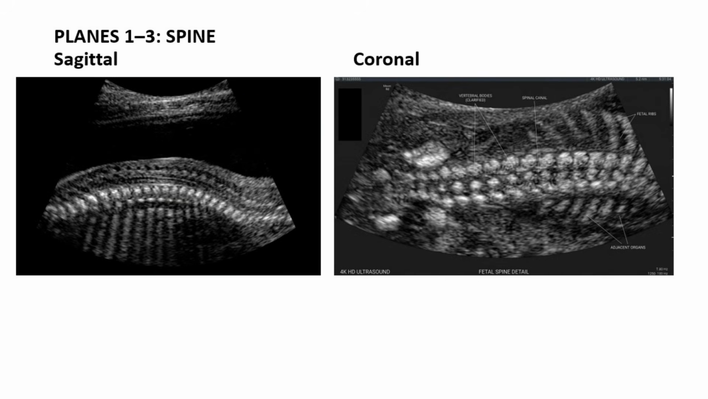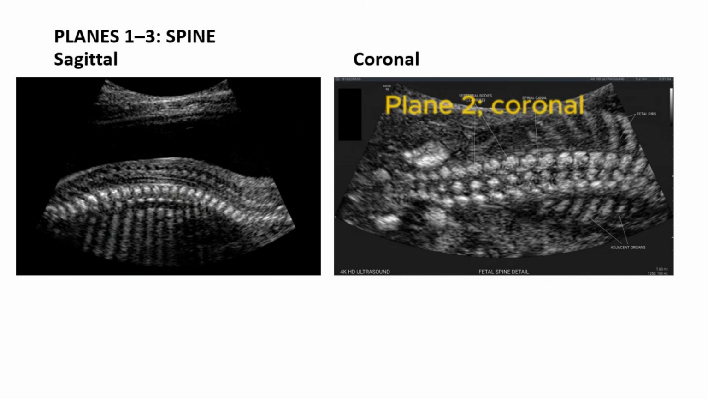Planes 1 to 3, spine. Plane 1, sagittal spine with skin covering. Align your probe along the length of the spine. You're looking for 2 ossification centers per vertebra, from T1 to S5, and intact skin over the entire dorsal surface. A break in the skin, particularly over the lumbosacral region, raises the possibility of open spina bifida.